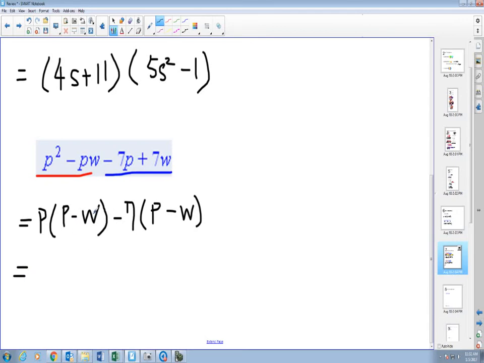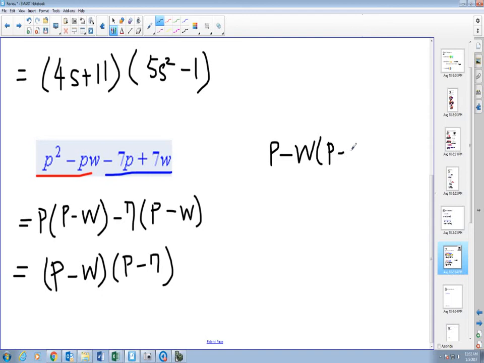So p minus w match up, they become my greatest common factor. So this is 2 terms representing 1 greatest common factor. Got to put them in the parentheses. And what's left is p minus 7. So if you don't put the p minus w in the parentheses, it will look something like this. That will actually tell the reader that this problem is actually 2 terms, because the subtraction sign here is outside the parentheses. Okay, that's not the way we look at it.